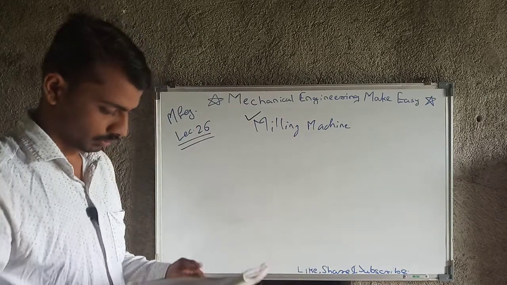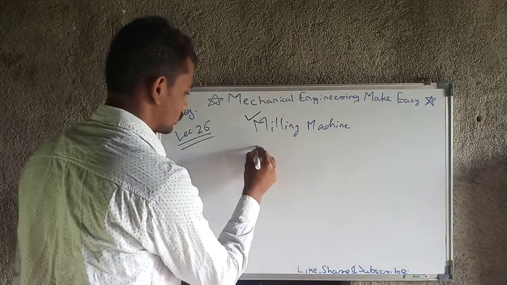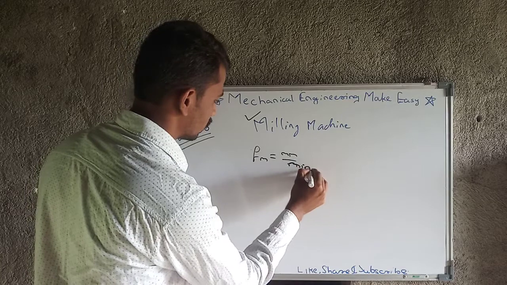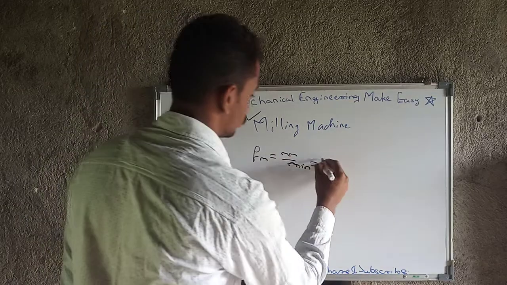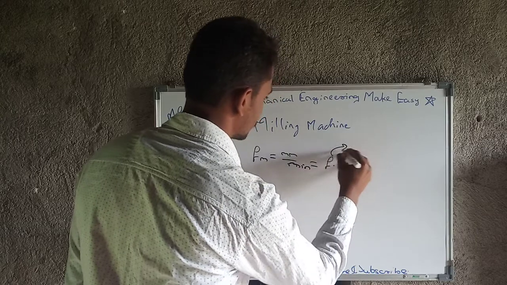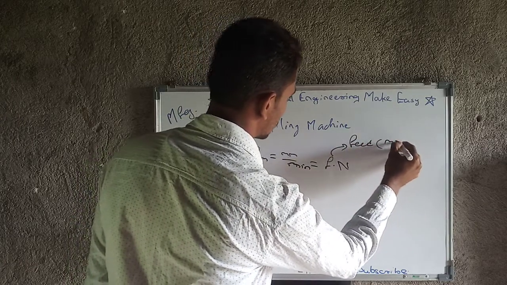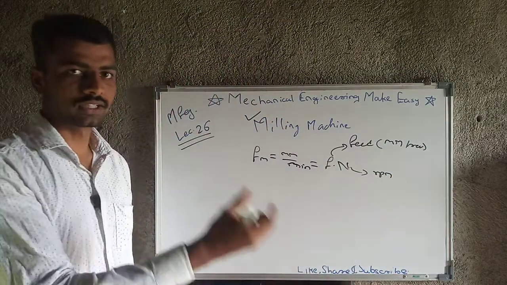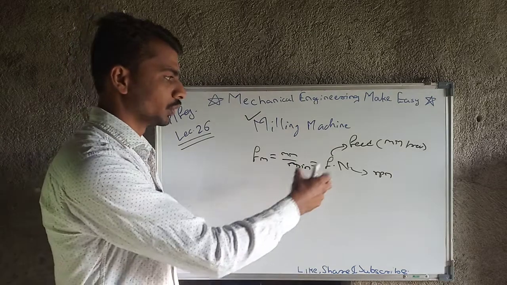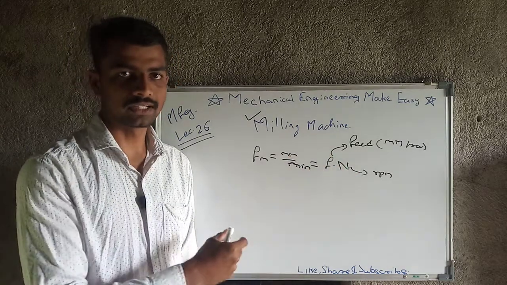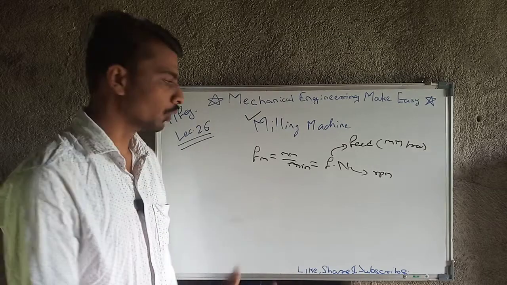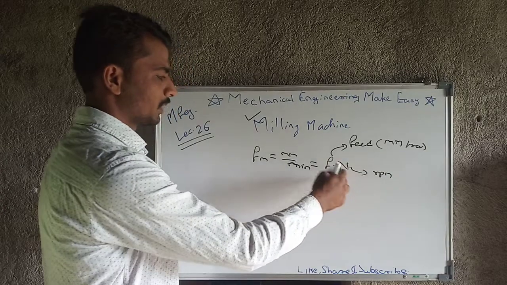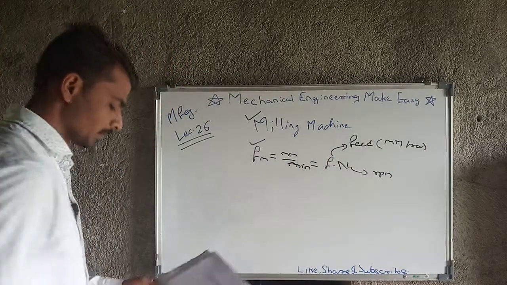Then we will move towards the next, and we have seen one parameter, that is feed per minute. How can we get this value? That is f into N. Here f is again feed, but in per revolution, and N is rpm. So in a numerical there may be chances that you are given the feed in per revolution. How can you convert that into per minute? Just multiply with rpm, then you will get the value Fm, that is per minute.